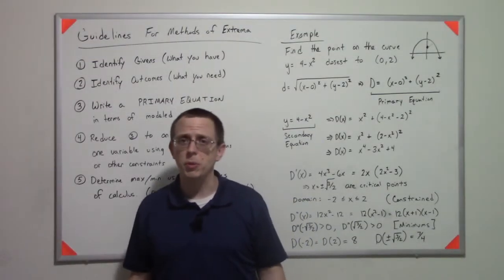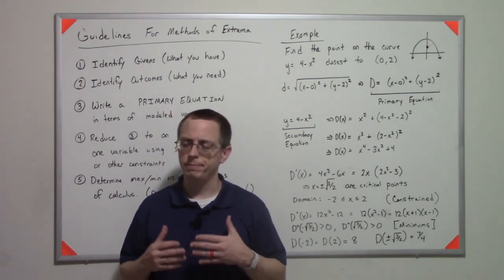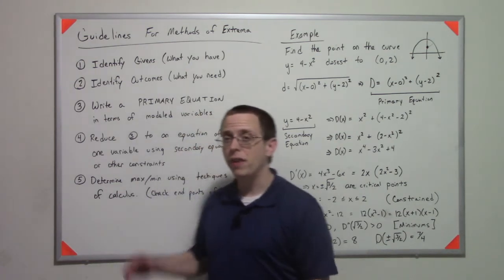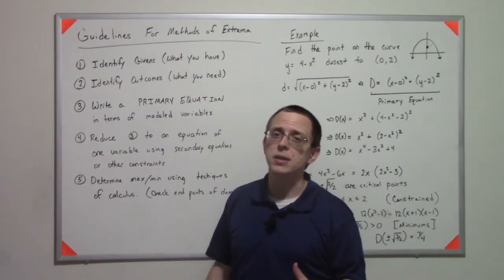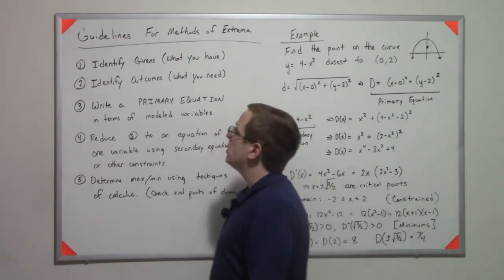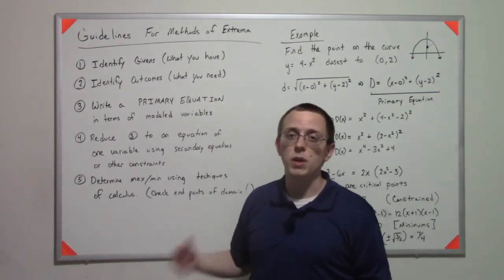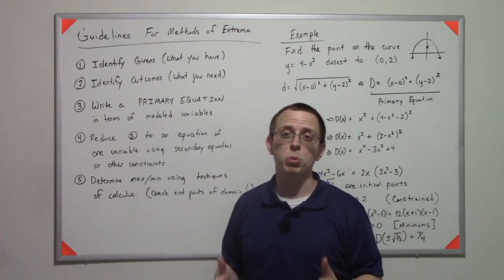Finding maxima and minima for models of situations is a fairly straightforward algorithm, though in practice I will say it is a fairly difficult exercise. So the way you're going to do this is the way you kind of solve any word problem, except we're just going to apply calculus.